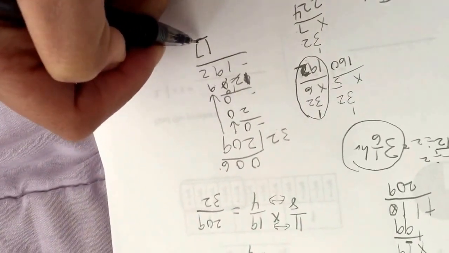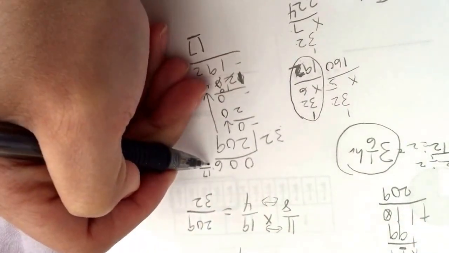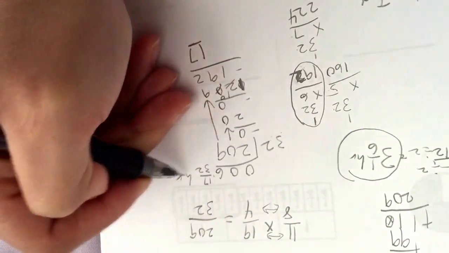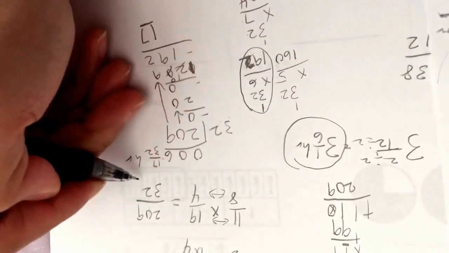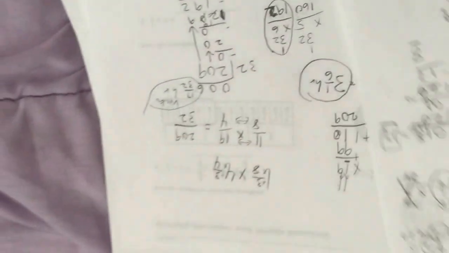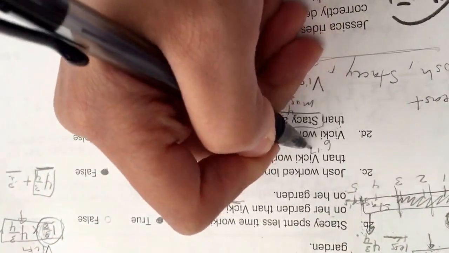The remainder becomes our numerator, and this stays as our denominator. And so our answer is 6 and 17 over 32 hours. That's how long Vicky worked. Vicky is 6 and 17 over 32 hours.